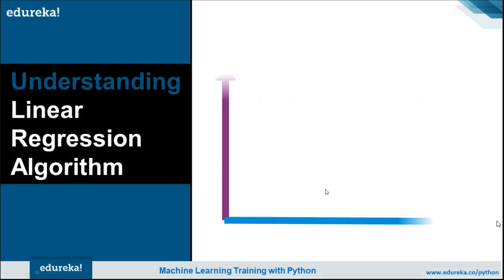So let's understand linear regression. How does it actually work? If I am talking about one input variable, or one independent variable, that is x, and one output variable, let's say this is y, that is our output variable.